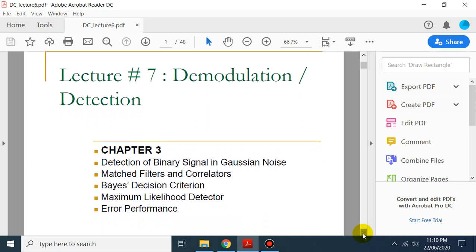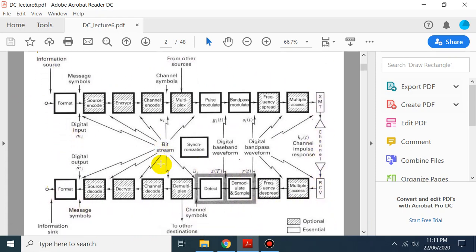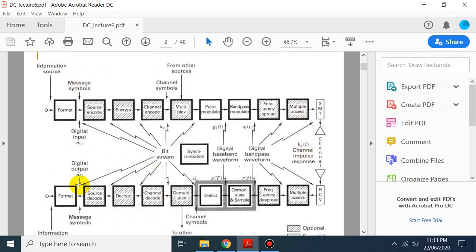This is the block diagram I showed you in many previous lectures. It is the whole block diagram of a digital communication transmission. Now we are going to study these two blocks: the demodulation and sample block, and then the detector. We may cover these two blocks in another lecture as well.